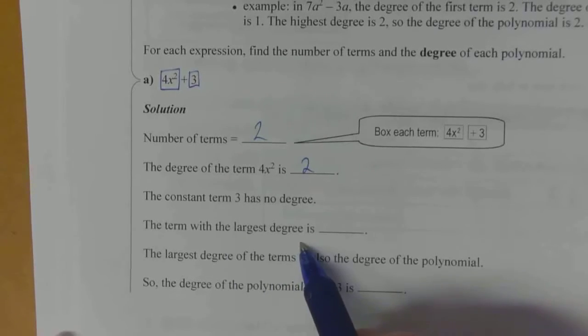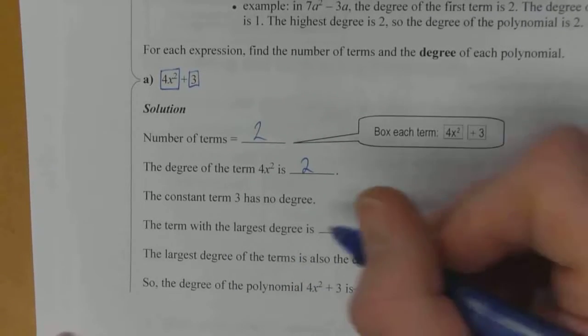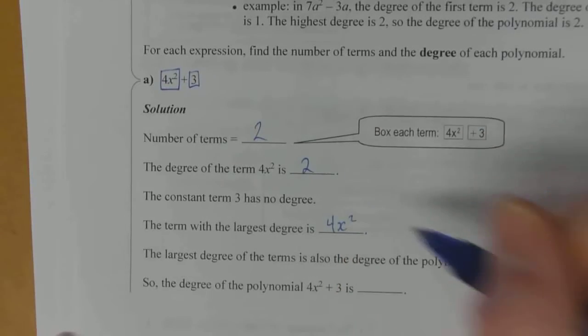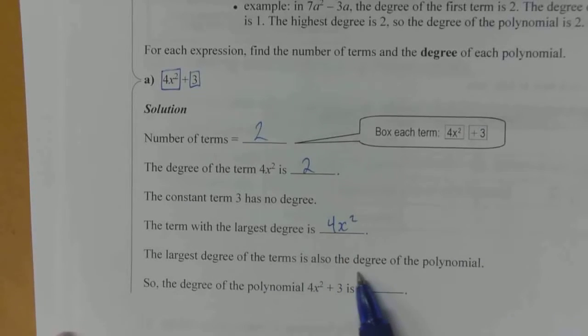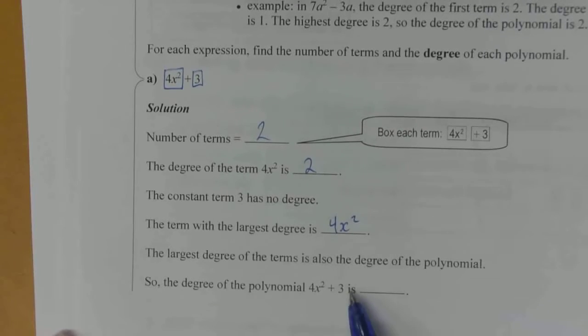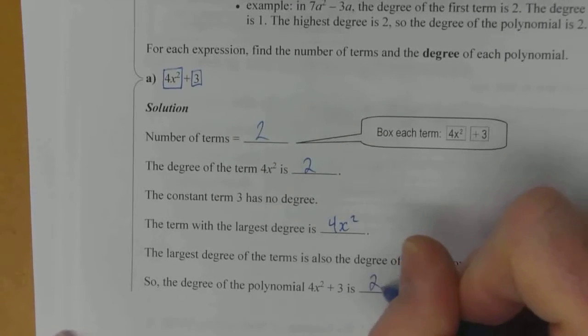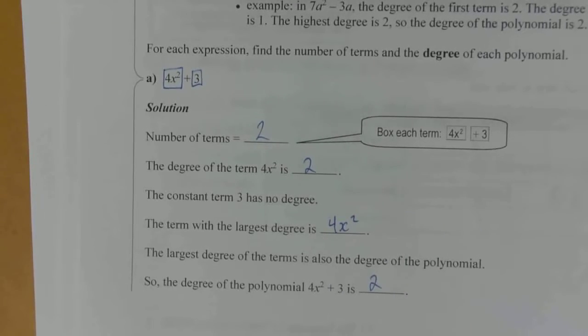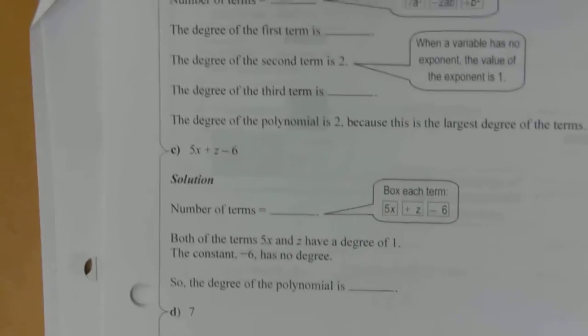The term with the largest degree is the 4x squared. The largest degree of the terms is also the degree of the polynomial, so the degree of this polynomial is 2. So 4x squared plus 3 is a polynomial with degree 2. A couple more examples.